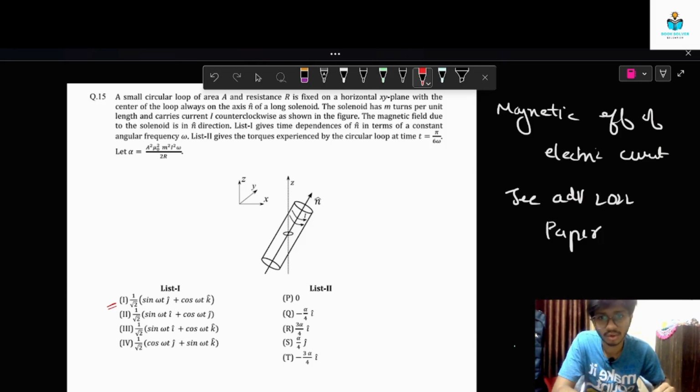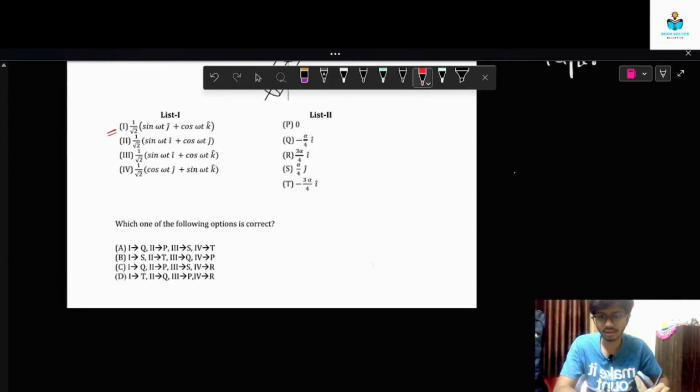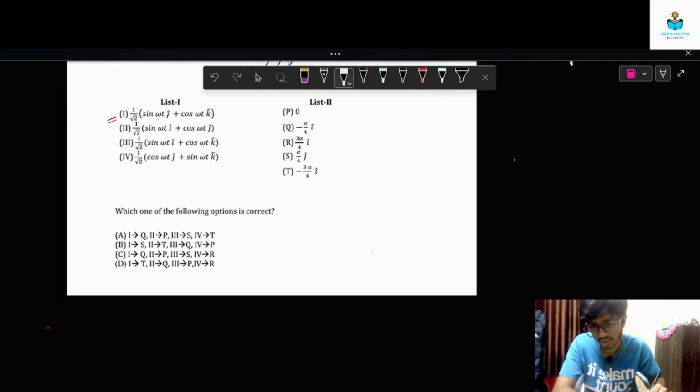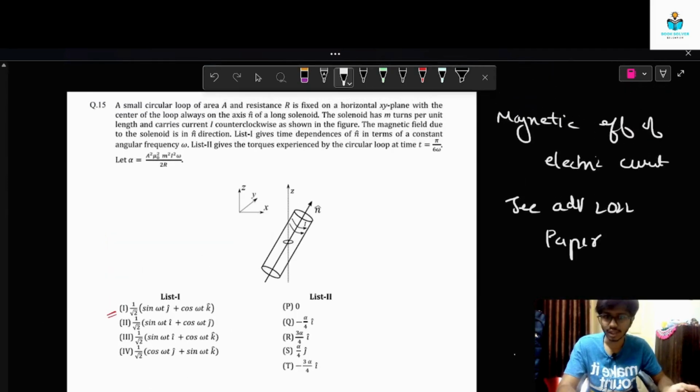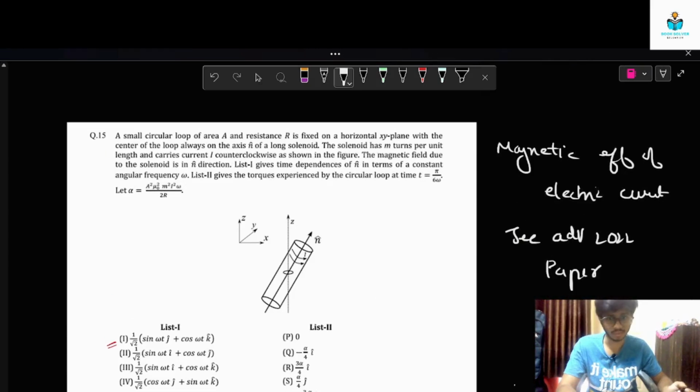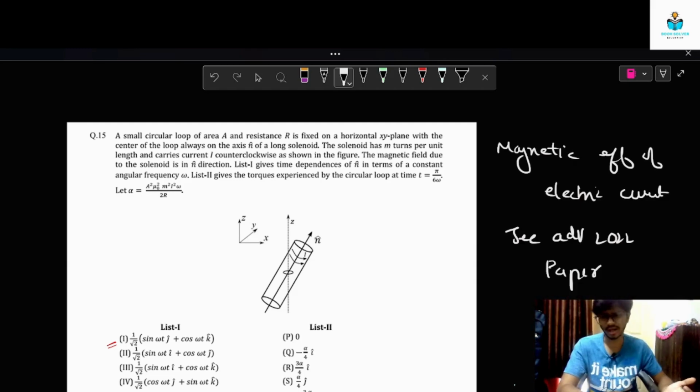So a small circular loop of area A. This loop has only one turn, right? So basically the magnetic moment for that small circular loop would be equal to I into A, I A k cap. See, the idea is we know torque is equal to M cross B. We know B, we can calculate B due to the solenoid, and we know the magnetic moment. We can calculate the current induced in this small circular loop by Faraday's law. That is the idea.